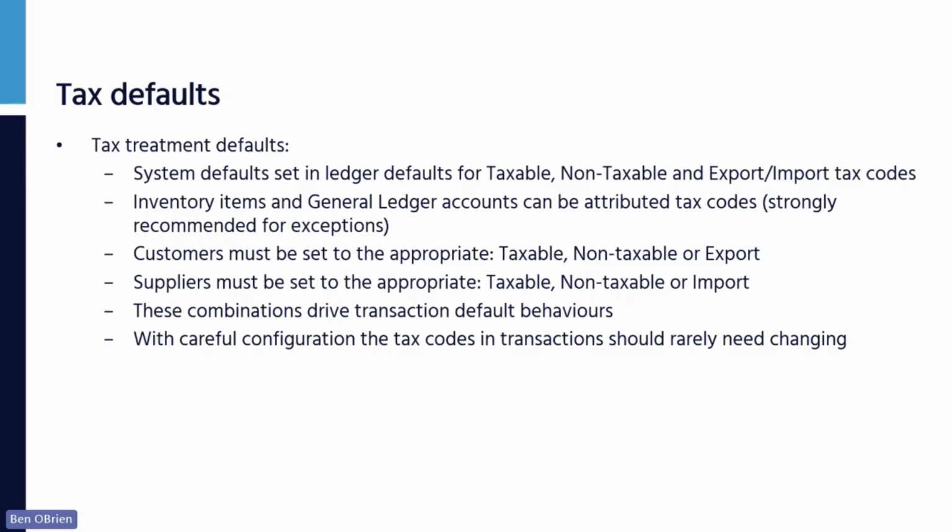And customers must be set to the appropriate taxable, non-taxable, or export, and similar with suppliers as well. So that's not an optional field. You do need to make a selection when you set up new customer and supplier accounts. And essentially through all those combinations, that drives the default behaviors from a transaction perspective within Sybiz Vision. And so essentially, if you get your configuration right and you handle those exceptions, then you should virtually never have to worry about changing the tax codes in transactions. The system should just take care of itself.